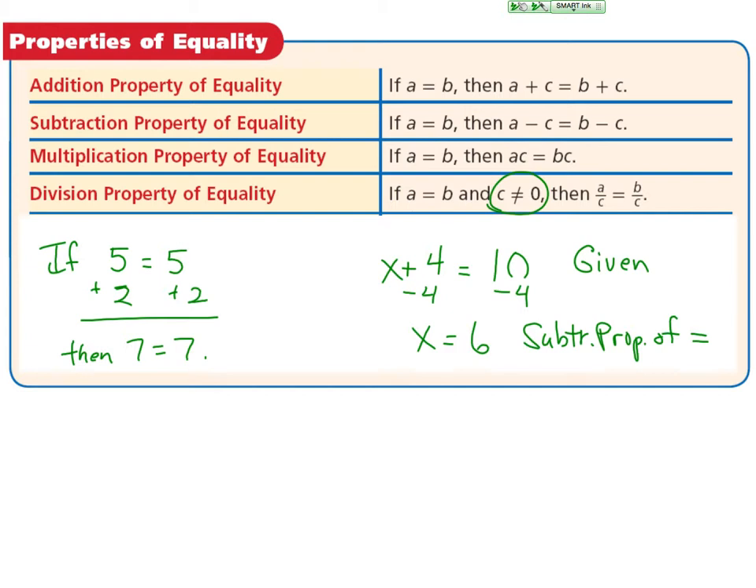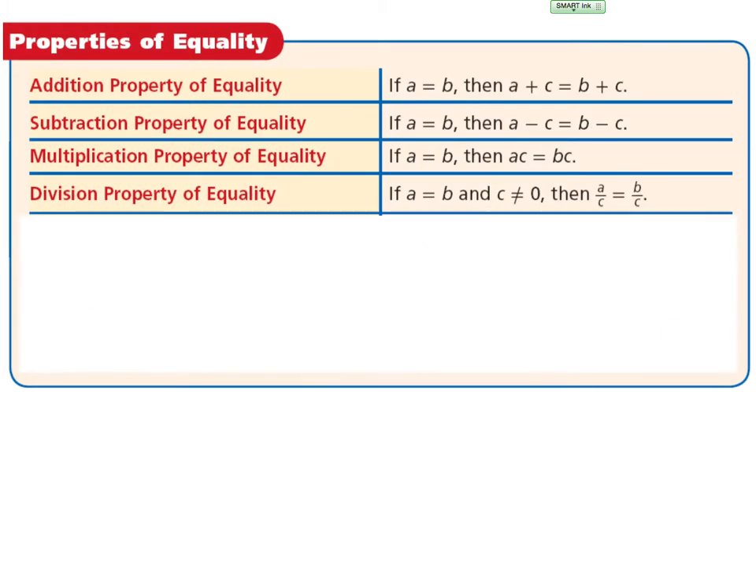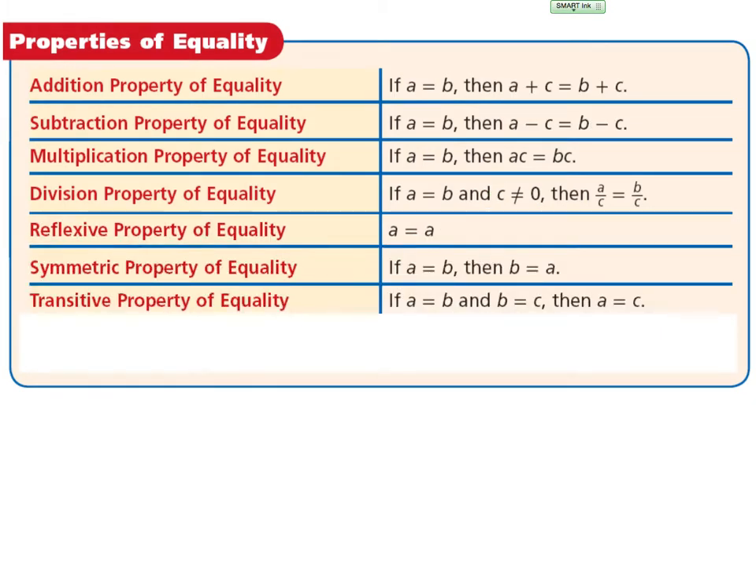Those are just some that you have used in algebra. Okay, the next group are reflexive property, symmetric property, and transitive property. These are still of equality, so we're still going to have equal signs in them. The reflexive property might seem kind of stupid. A equals A. Well, yes, something does always equal itself.